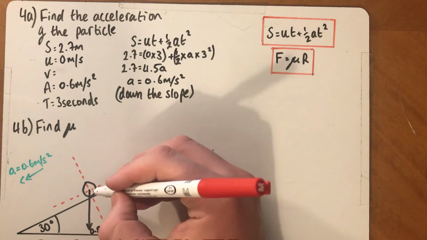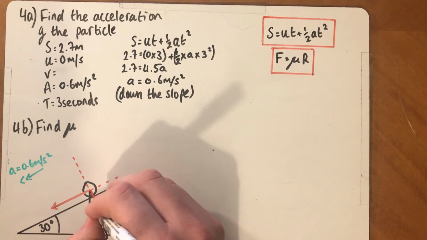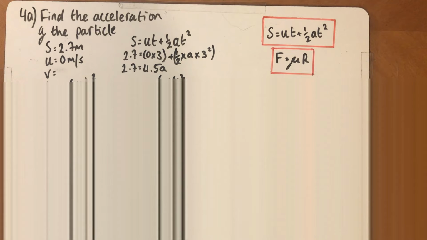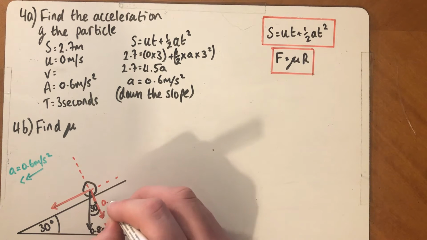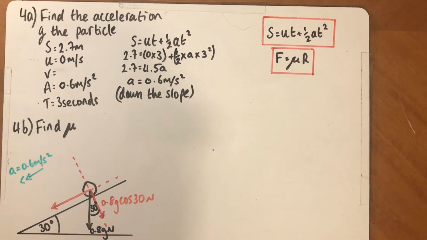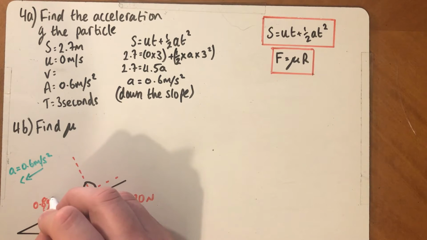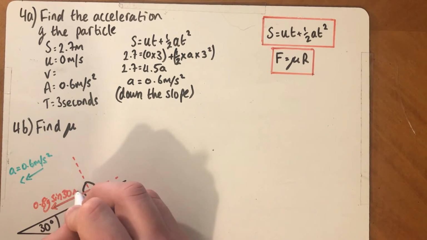We can now resolve the weight. We know this angle in here is 30 degrees, and that can be proved. So this force is 0.8g cos 30 newtons. The force that does not contain the angle is sine, so this force here is 0.8g sin 30 newtons.